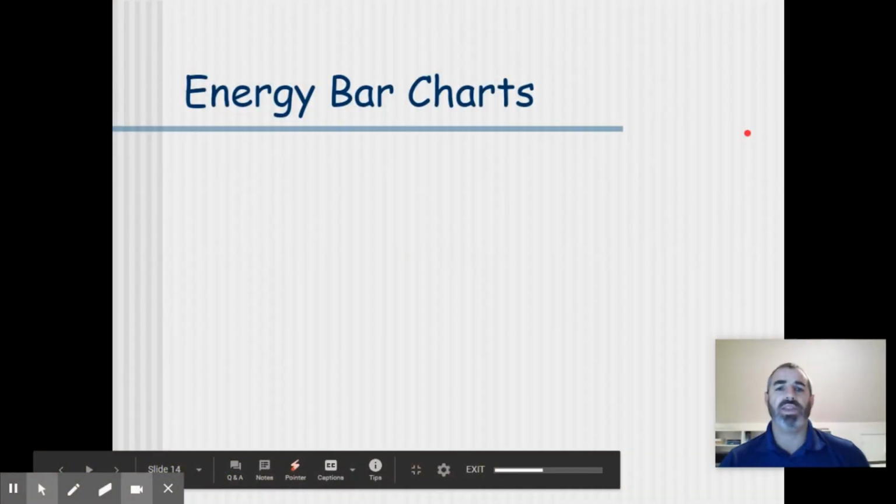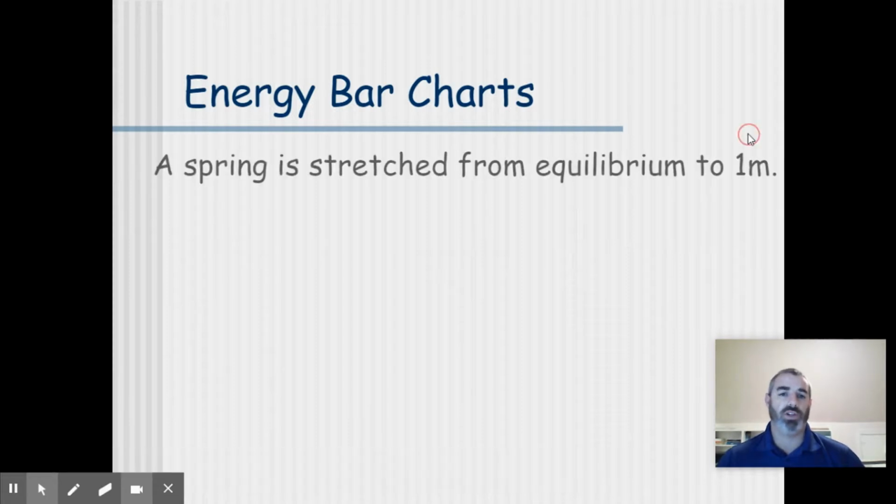All right, so in this situation, when we're drawing our energy bar chart, we have a very common lab that helps us determine Hooke's law. You have a spring that is stretched from equilibrium to a distance of 1 meter. Now, I don't suggest you stretch any of your physics teacher springs to 1 meter because you'll most likely overstretch them and you'll end up with a very unhappy physics teacher. So we're not going to stretch any of your physics teacher springs 1 meter, maybe some other distance. All right.